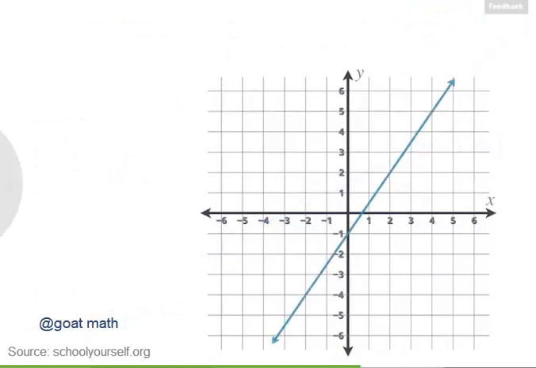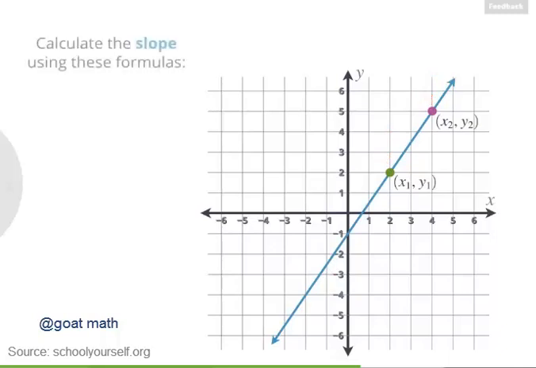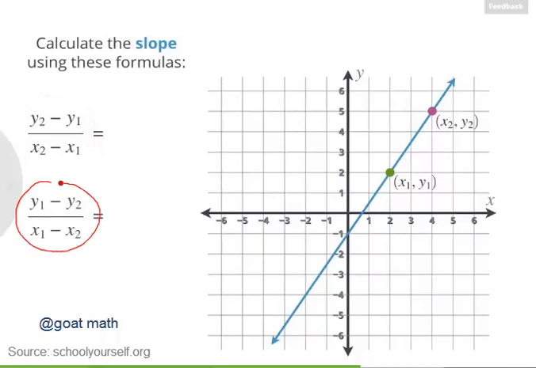So let's try another example. For this line here, let's call this point 1 and this point 2. Try calculating the slope of this line using this formula, y2 minus y1 over x2 minus x1, and with this formula, y1 minus y2 over x1 minus x2. You should get the same answer for both formulas.